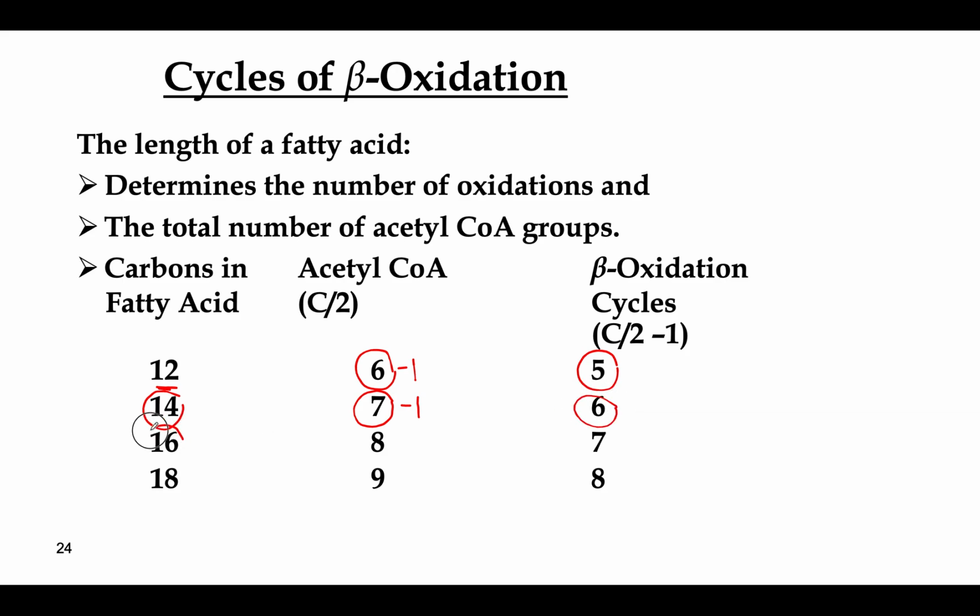If I have a 16 carbon containing fatty acid, the number of acetyl coenzyme A molecules that I will produce is 8. However, the number of beta oxidation cycles I will require to metabolize this fatty acid is 7. If I have 18, then I will produce 9 acetyl coenzyme A molecules, but I will take 9 minus 1, 8 beta oxidation cycles to completely metabolize this particular fatty acid. So what is the thumb rule here? The length of a fatty acid determines the number of oxidations and the total number of acetyl coenzyme A groups that will be produced.